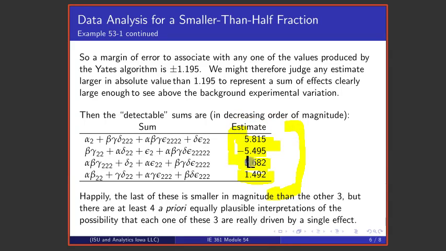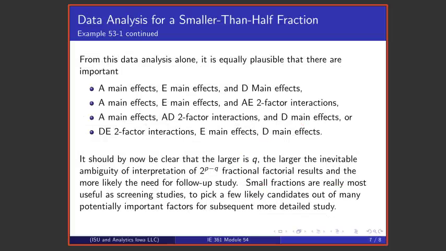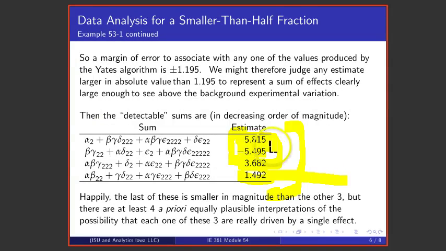The first thing to notice here is 3 of these are bigger than the other one. So even though this is statistically detectable, it's probably sufficient in this example to concentrate on the biggest 3. That doesn't leave us, however, with an absolutely clear interpretation of this experiment, for the following reason. There are at least 4 plausible interpretations of these 3 being big. The simplest is that there's an A main effect, an E main effect, and a D main effect, and everything else is small, is negligible.